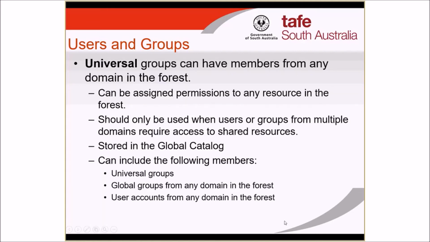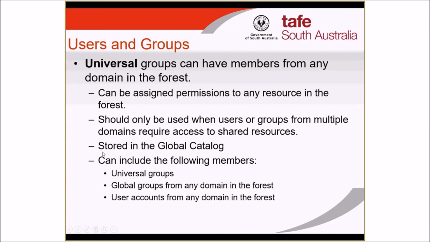So if global groups are big, universal is even bigger, isn't it? Universal groups have members from any domain in the forest. So unlike global groups, which can only have members from the same domain, universal groups can have them from anywhere. And it can be assigned permissions to any resource in the forest. So it goes anywhere, and members can come from anywhere. It should only be used when users or groups from multiple domains require access to a shared resource.